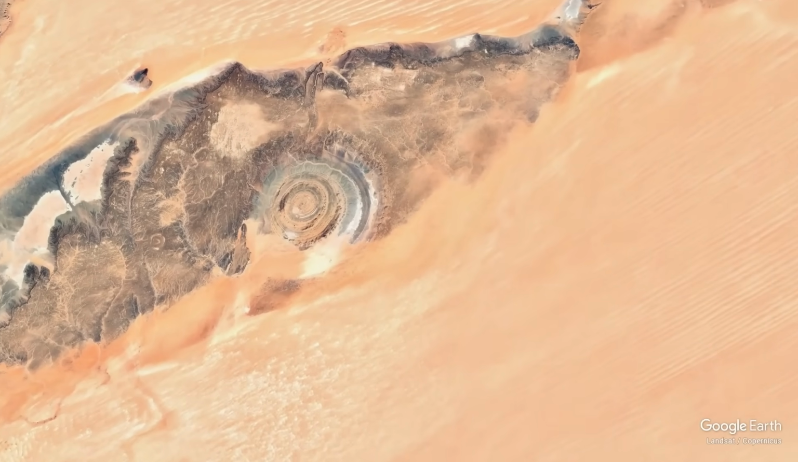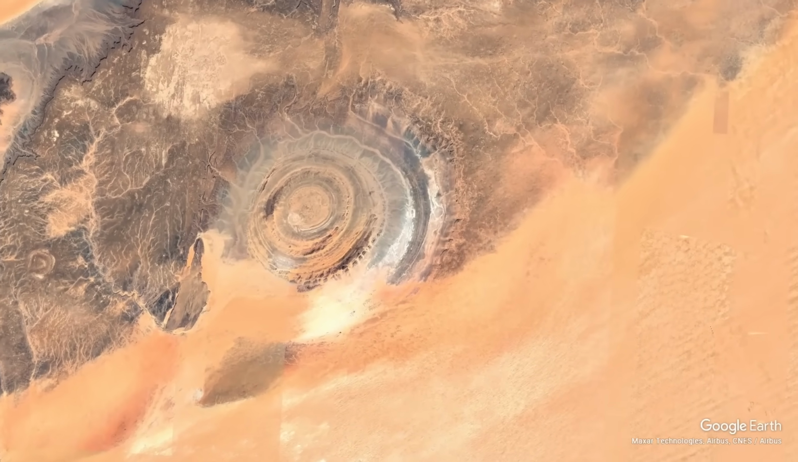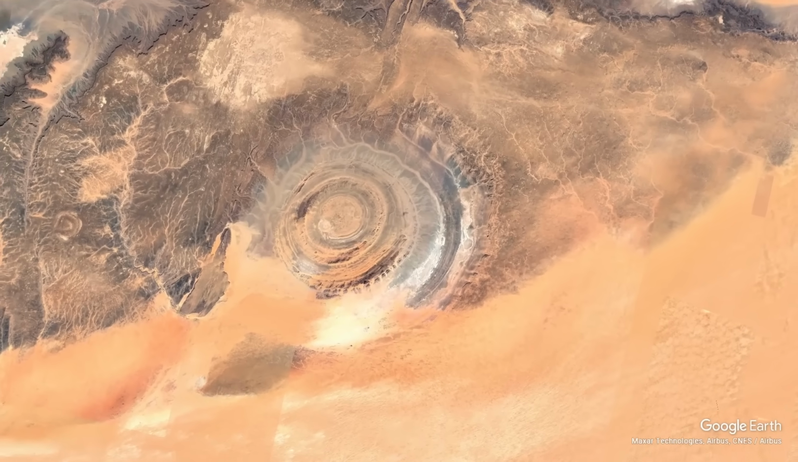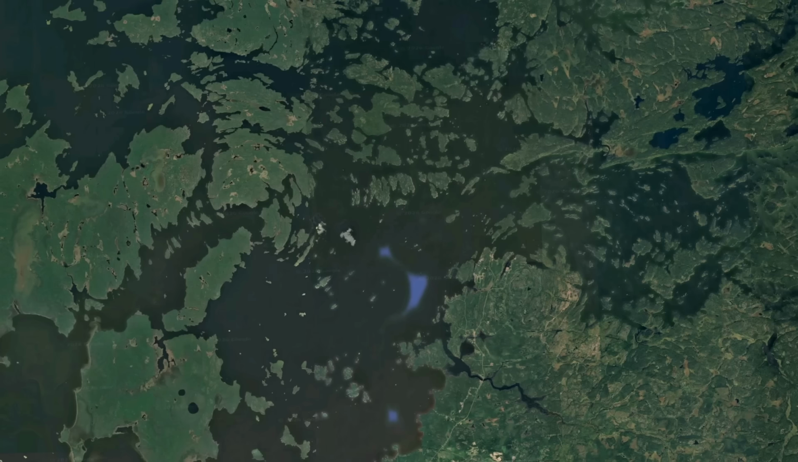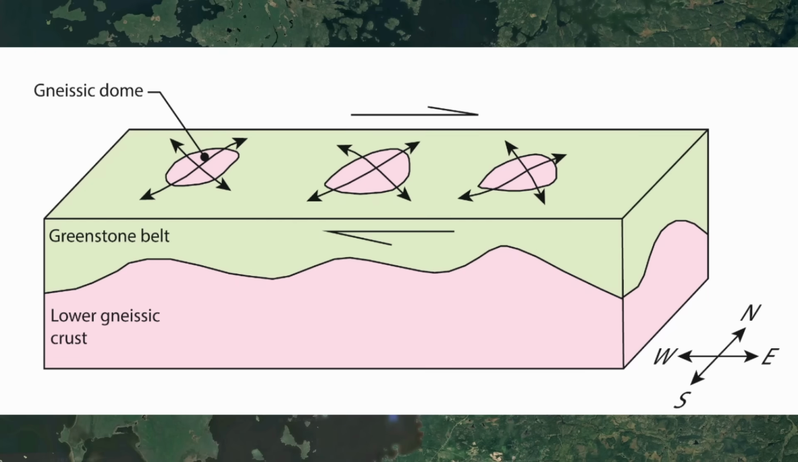Another famous example of a plunge dome is the Richat structure, or the Eye of the Sahara. This structure has many different layers of rocks that were all uplifted into a dome feature. So that is how the Painted Rock and Morrison domes formed. They represent 2.7 billion year old gneiss that was uplifted by magma during the accretion of the western Wabigoon terrain.